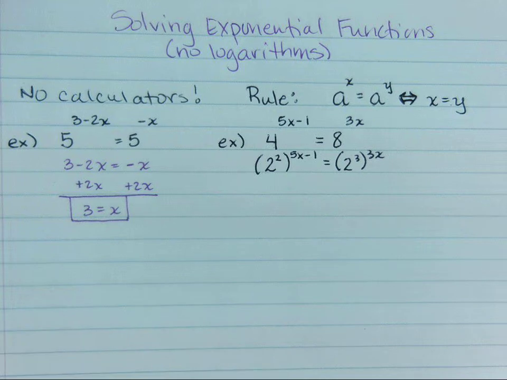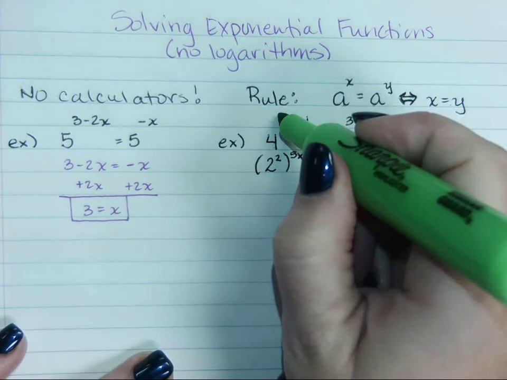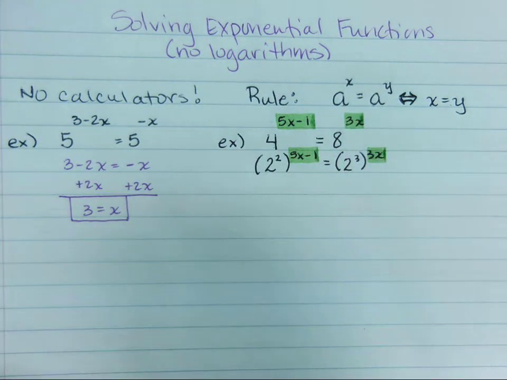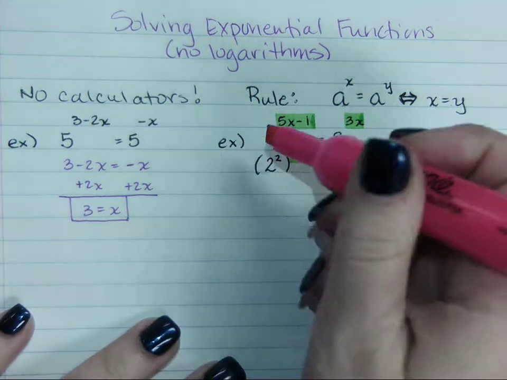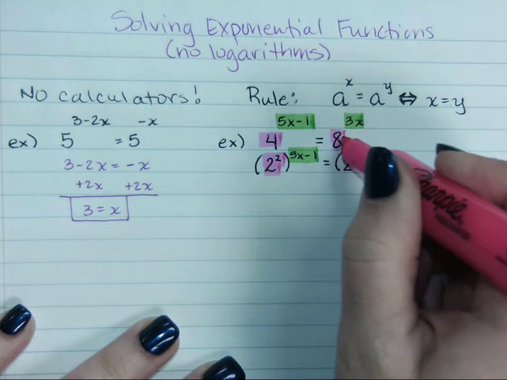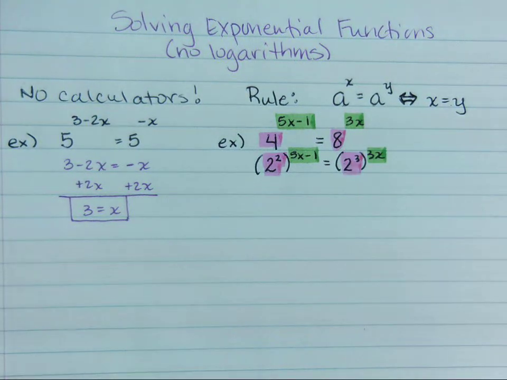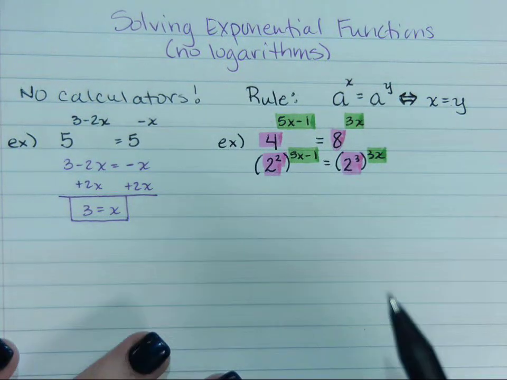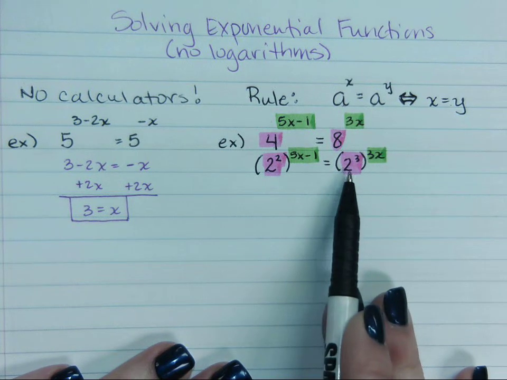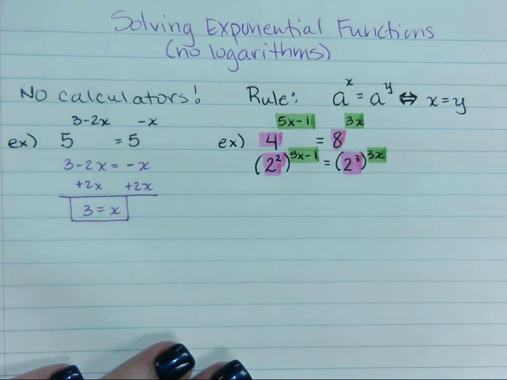What you need to notice is that the exponent on the outside is still there, and all you've done is rewrite what the base looks like. The base of 4 is the same thing as 2 squared, and base 8 is the same thing as 2 cubed. So I've just rewritten the base, and now they both have the same base, base 2, so that makes the rule apply.